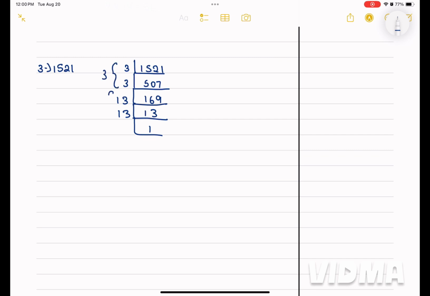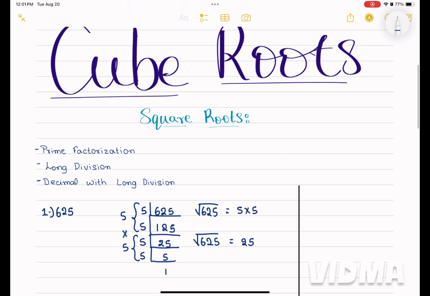Now pair 3, 13. So square root of 1521 equals 3 into 13. Square root of 1521 equals 39. Perfect. There you go. You're done with prime factorization. Congratulations.